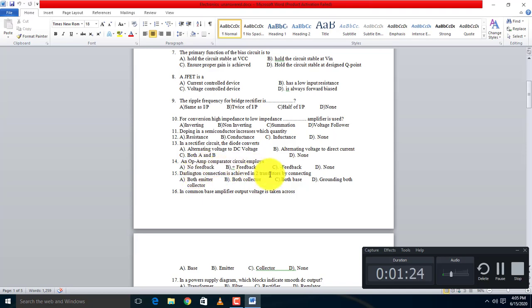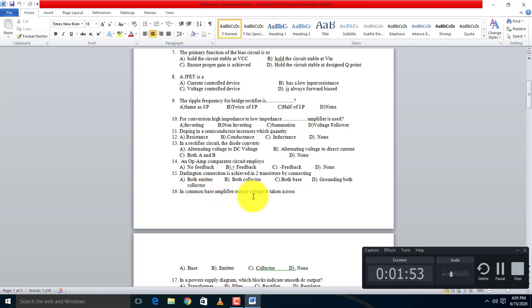Darlington connection is achieved in two transistors by connecting. Darlington is used for higher amplification. As two transistors are used, the current increases more, whatever purpose is required. In a Darlington, both collectors are connected, the emitter of the first transistor is connected to the base of the other, and the collectors of both are common.